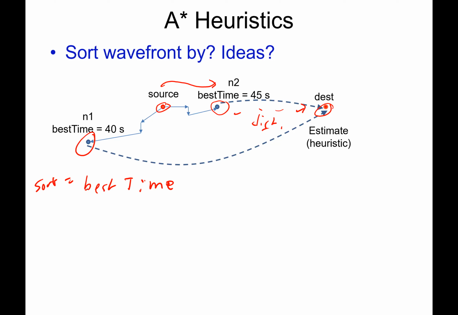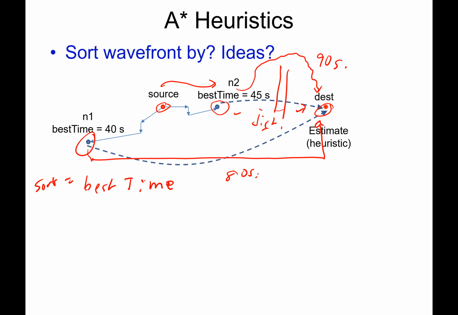We want that to make us look at N2 first, but we also want to make sure that if it turns out there's a big barrier here, say there's a highway, and N2 has to do a lot of detouring later on, and it's going to get a delay of 90 seconds from where it is right now, and N1 is actually right by an on-ramp to the freeway and is only going to take 80 seconds to get there, we still find the best path.